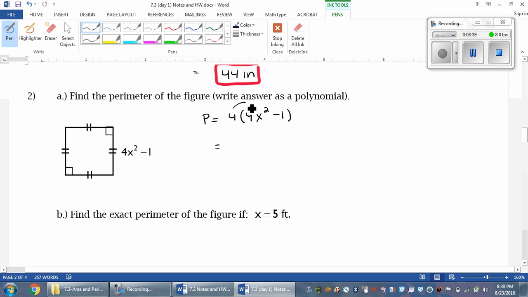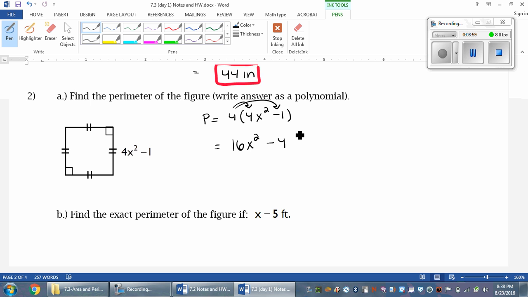I go ahead and distribute. 4 times 4x squared is 16x squared. Go ahead and circle that. 4 times negative 1 is negative 4. So that's the polynomial that represents the perimeter.